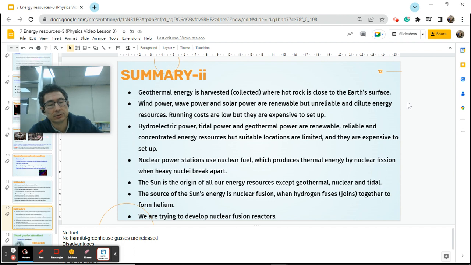Let's continue. So geothermal energy is harvested where hot rock is close to the Earth's surface, like volcanoes or mountains. Wind power, wave power, and solar power are renewable but unreliable, dilute energy resources. Again, dilute means they are not available constantly, and the efficiency could be low. For example, the efficiency of a solar cell, a photovoltaic cell, right now.